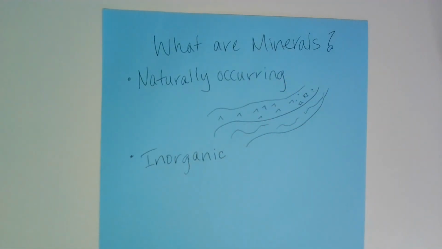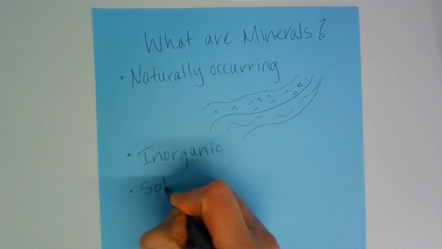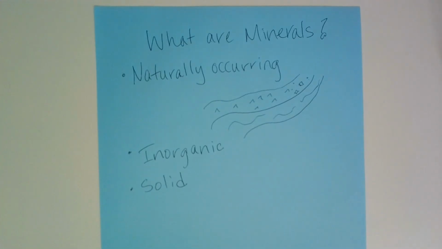So examples of things that are not inorganic would be a pearl necklace. That comes from a living thing, so that makes it organic. And then, like I said, the lab-created sapphire would also not be naturally occurring. Minerals are also solid. The jewels that I showed you before, the gemstones, those are minerals, they're solid.